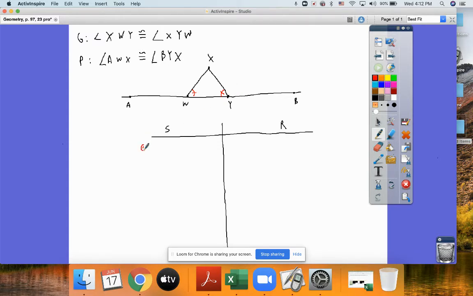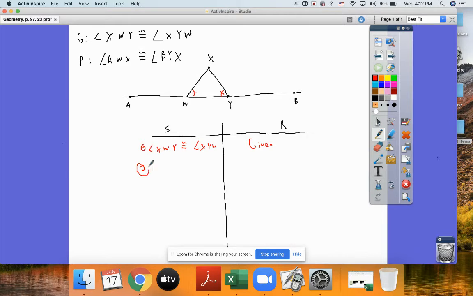So statement number one, let's write out our given. So we get angle XWY is congruent to angle XYW, and that's a given.